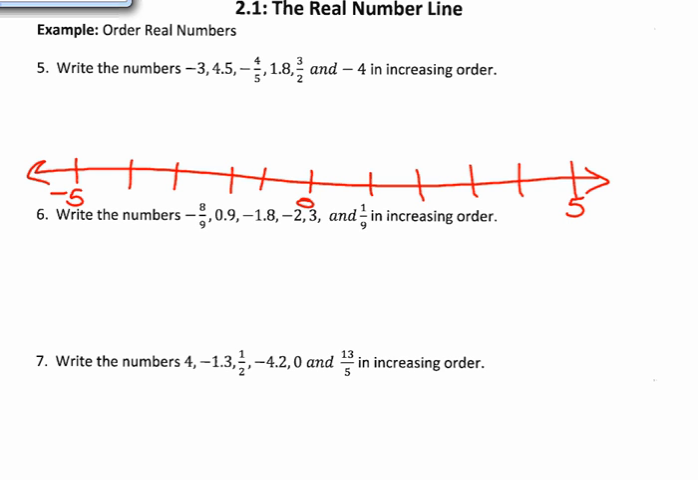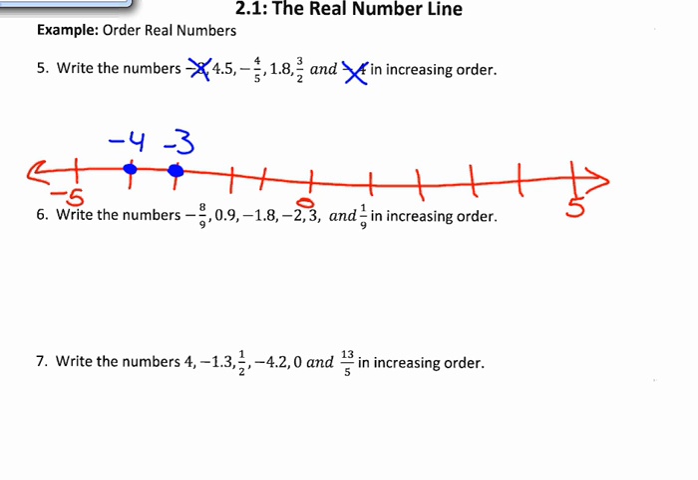Let's start with marking our whole numbers, which should be easier than the decimals and fractions. So -3 would be here on the number line. And let's go ahead and mark that one off. And -4 would be here. Let's mark that off.